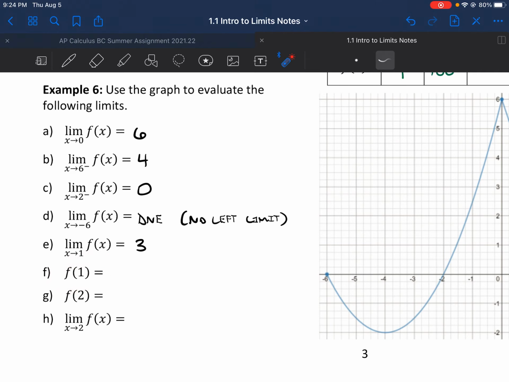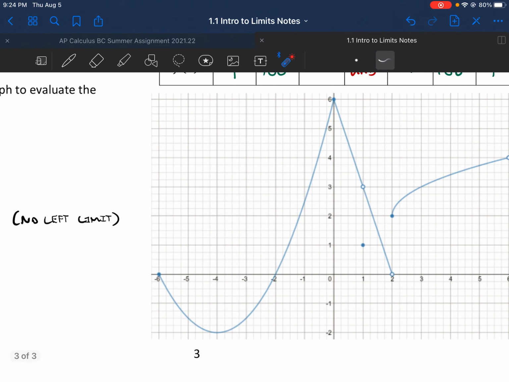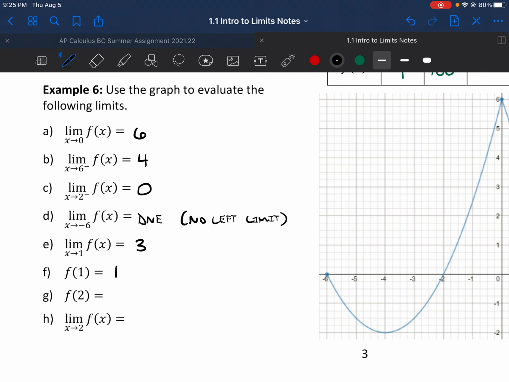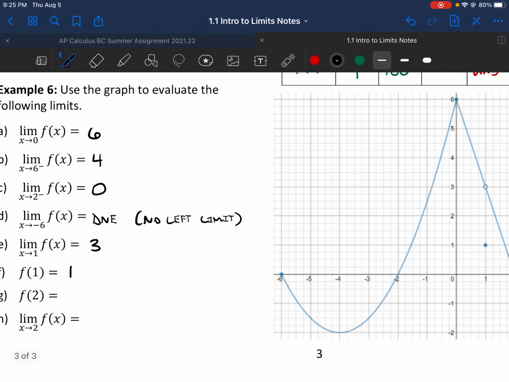Okay, now let's look at some function values. What is the exact function value at 1? So looking specifically exactly what's happening at 1, well, we can see that around 1, the function values are approaching 3. But exactly at 1, there's a hole right here, and the actual function value is down here at positive 1. So f of 1 is equal to 1.